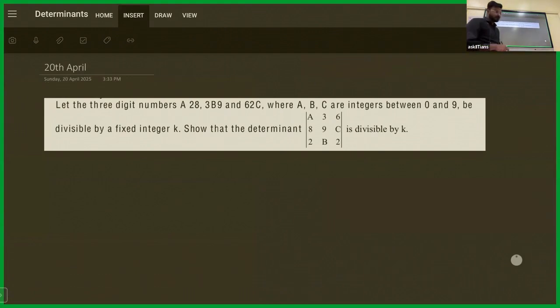So, if you see the first question, right? In the first question, let there be 3-digit numbers. We are given 3 numbers of 3 digits, and A, B, C are integers between 0 and 9. And it is given that the numbers A28, 3B9 and 62C are divisible by a fixed integer k. Then we need to prove that the determinant is also divisible by k.